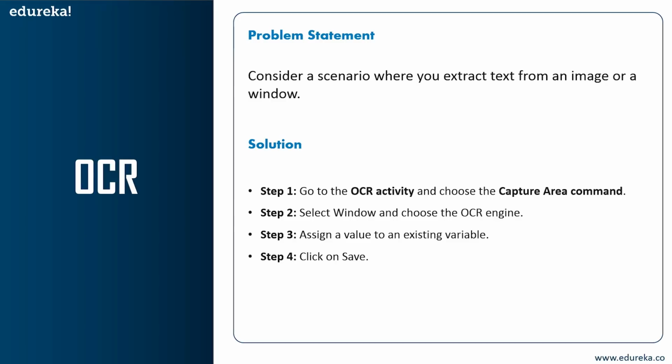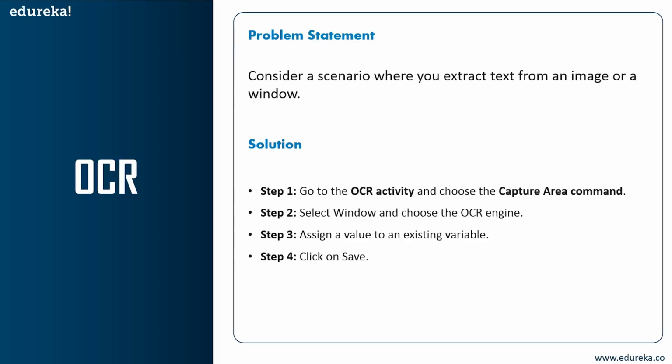So to do that, what you have to do is you have to go to the OCR activity, capture the capture area command, because we're going to capture a specific area. And then you choose the window. So basically you can either choose an image or maybe you can choose a notepad file or any other application that you wish to. After that, you have to choose the OCR engine, and Tesseract is chosen by default, and then you'll have to assign a value to an existing variable and then click on save.